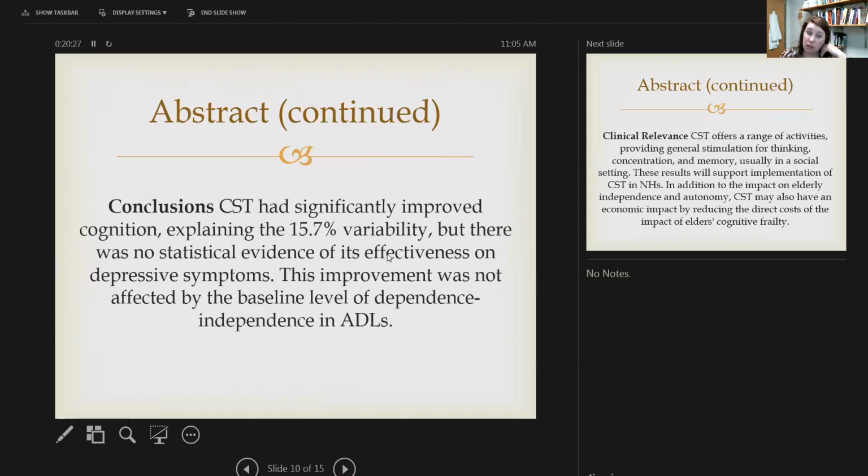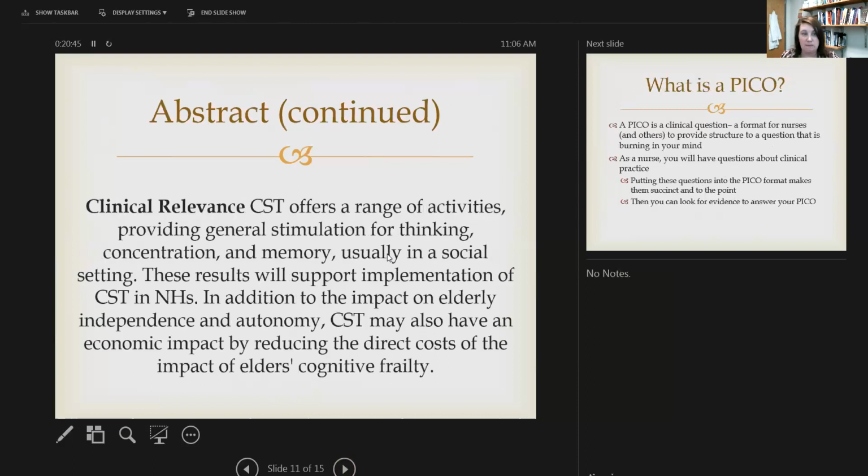In conclusion, the cognitive therapy had significantly improved cognition, but there was no statistical evidence of its effectiveness on depressive symptoms. And again, as I said, the improvement was not affected by their baseline ability to do activities of daily living. So what is the clinical relevance of this?